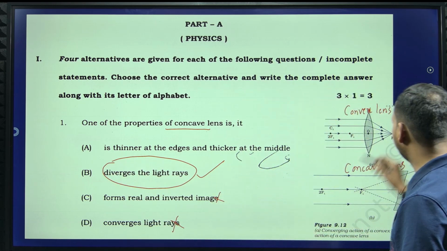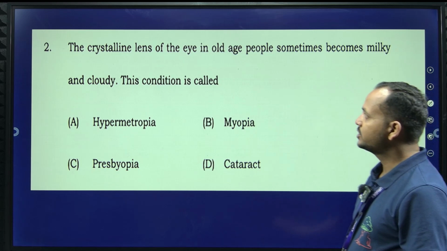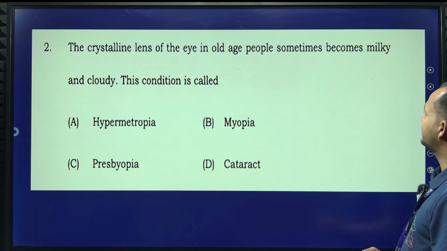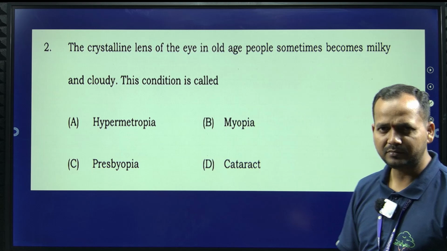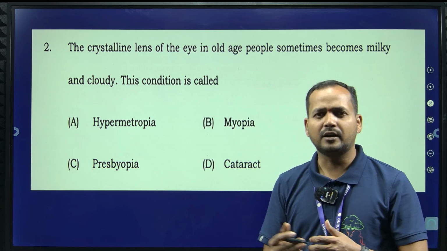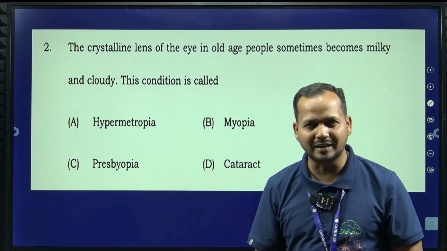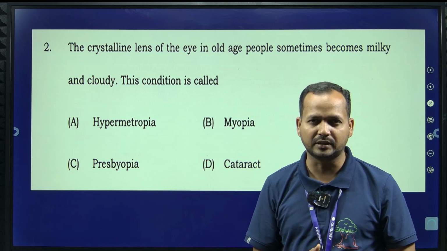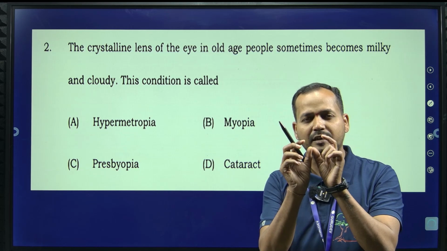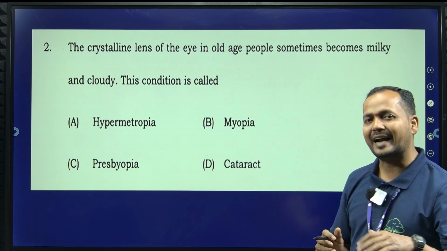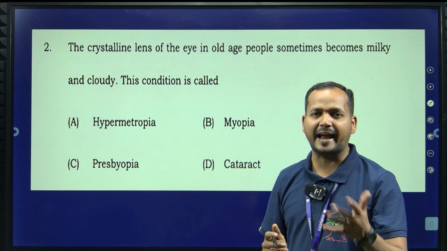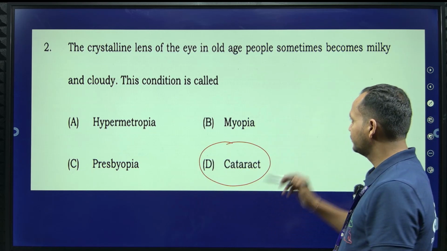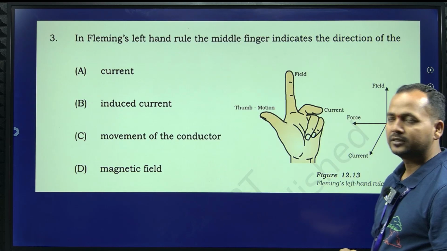We'll move to the next question. The second one is: the crystalline lens of the eye in old age people sometimes becomes milky and cloudy. This particular disease we can observe in our elder parents, like our grandfather, grandmother, their eye is a little bit milky. That problem is called cataract. So here the answer is cataract. We'll move to the third question.